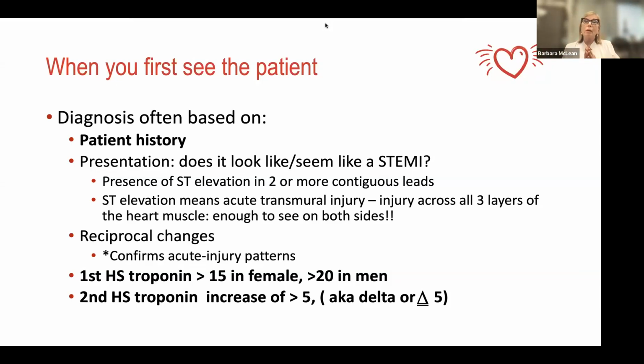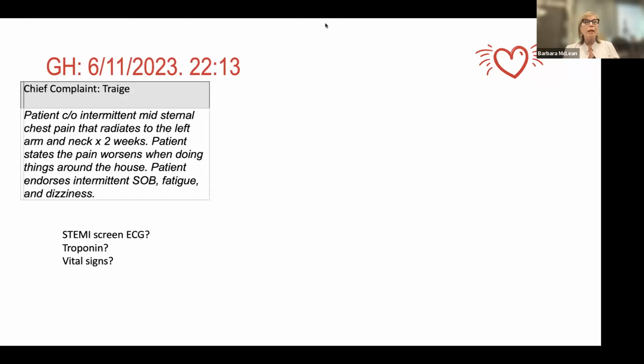Now, that's going to be really important. We want your history to be positive. We want your EKG presentation to be positive. We'd like to see reciprocal changes if applicable. That's number 3. And then number 4, we want to see that you have an elevated high sensitivity troponin. Now, I want to review those criteria because now we're going to apply them to our patient.